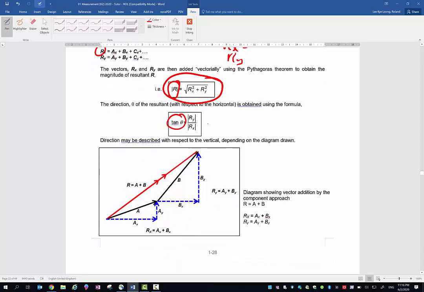So it can be illustrated by this. This component method, always use this. Please, for the A-level syllabus, always use the component method. Please do not use accurate scale drawing unless the question specifically asks you to do that. If not, please don't do that.